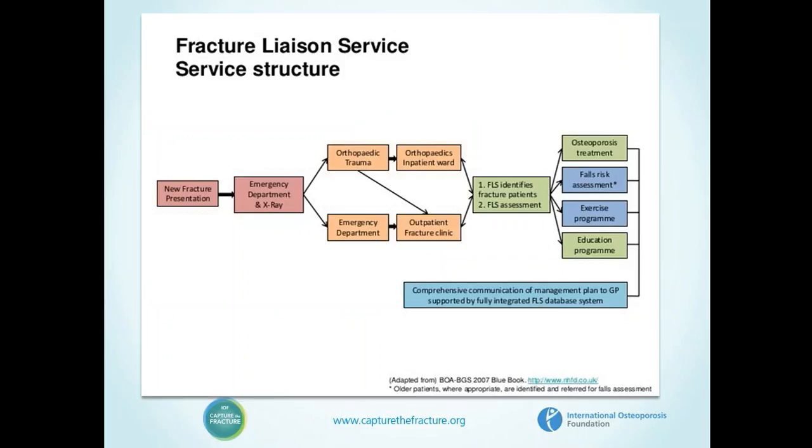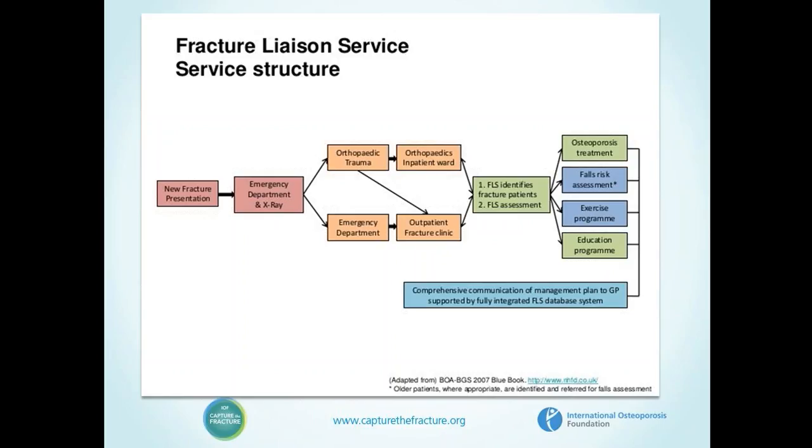This is just a cartoon of the service structure for a Fracture Liaison Service, where we recognize that the patient presents with a fracture. It's identified either at an emergency department or an X-ray department, and it will then be handled either as orthopedic or emergency departments for trauma. And then the patients will be either managed as inpatients or as outpatients. These systems vary throughout the world and throughout where you are. And of course, closed systems versus open systems, there will be some diversity.